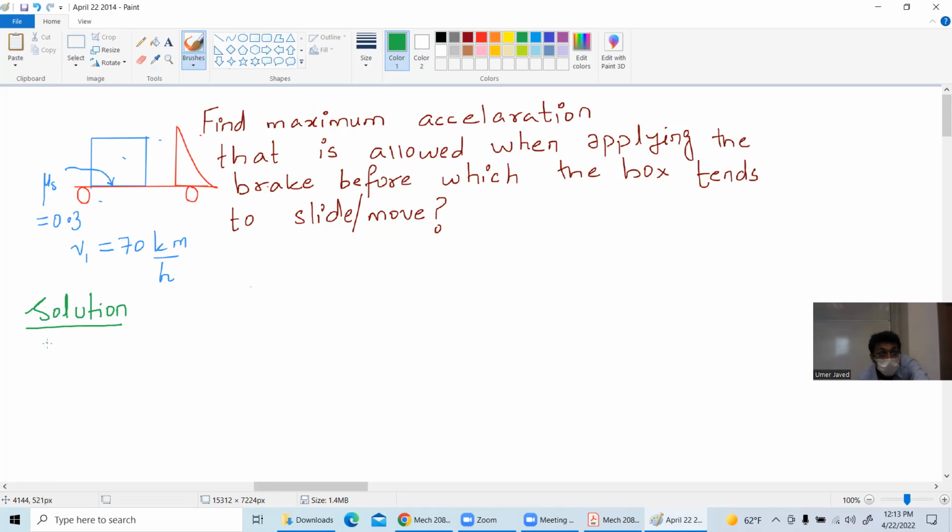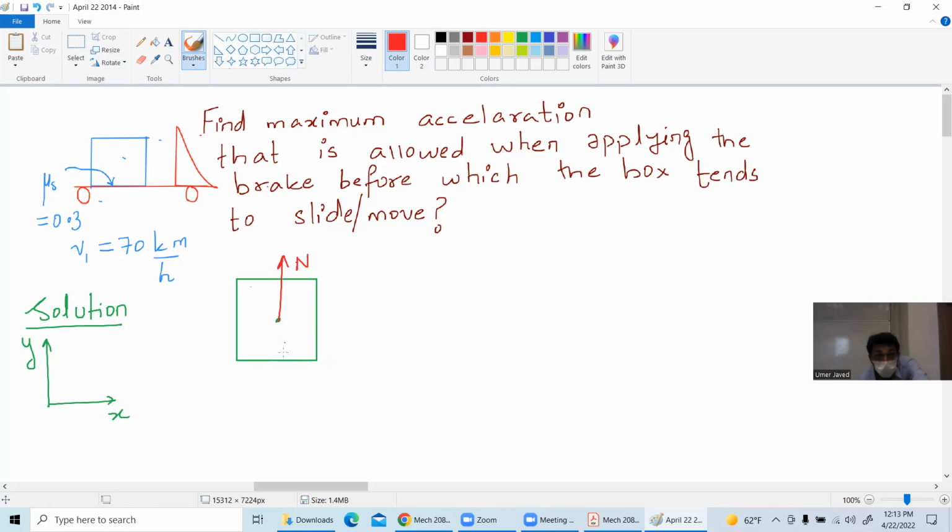Number one, you define your frame of reference. The question is clear? Okay, number one, let's make the free body diagram. Okay, you have a question? Then we have the normal force perpendicular to the surface.